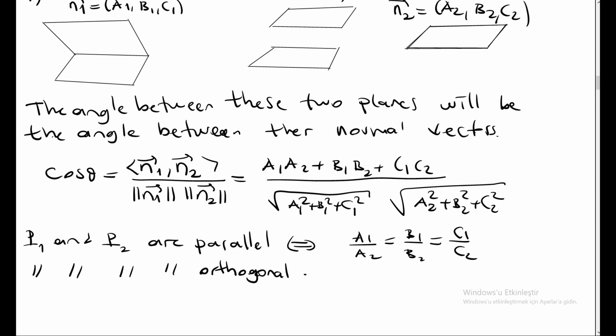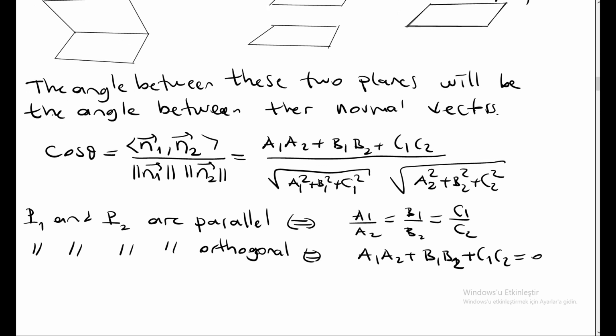Perpendicular, I mean. So in this case, you have A1 times A2, B1 times B2, and C1 times C2 will be 0. So this is the perpendicular case.